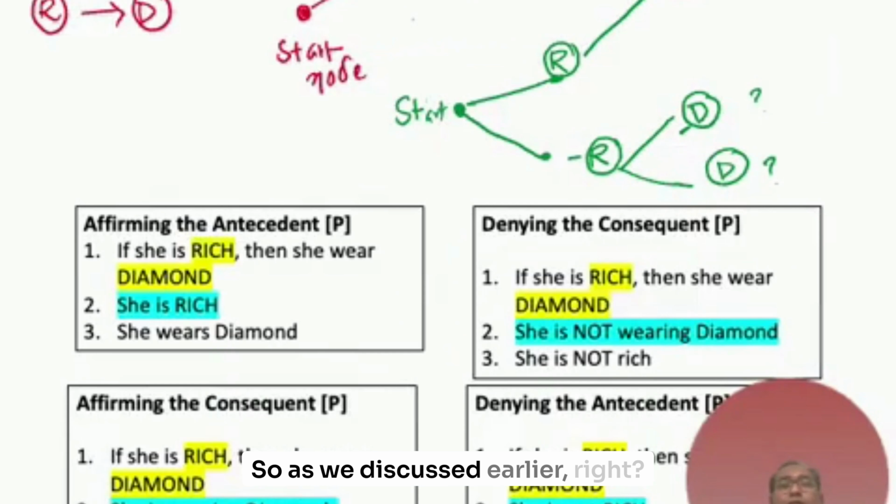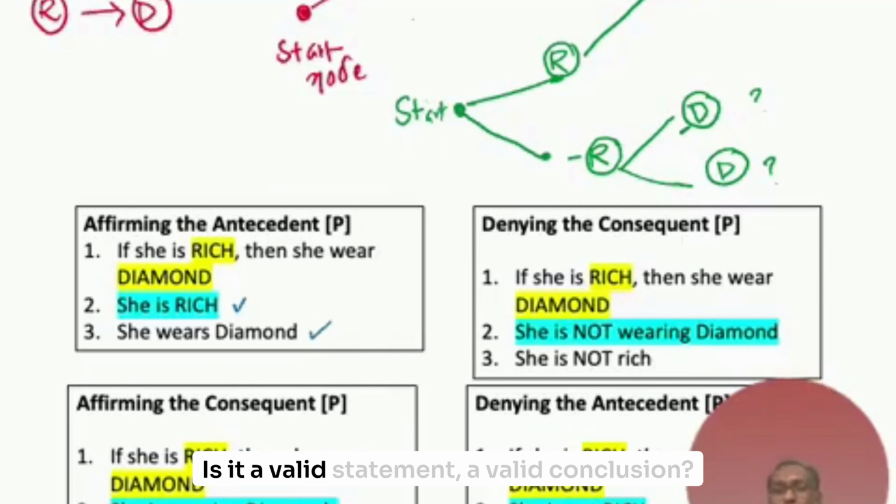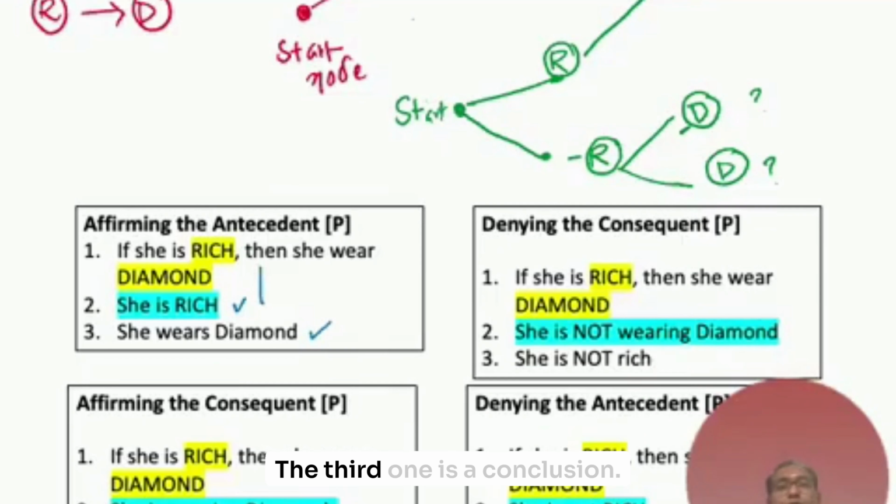So as we discussed earlier, if P then Q. One example is: if she's rich, then she wears diamond. She's rich, she wears a diamond. Is it a valid statement, a valid conclusion? So the first two are the premises. The third one is a conclusion.